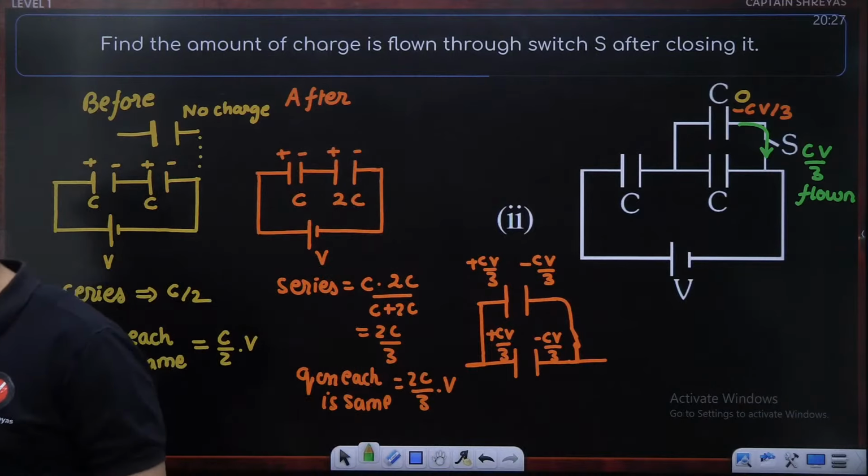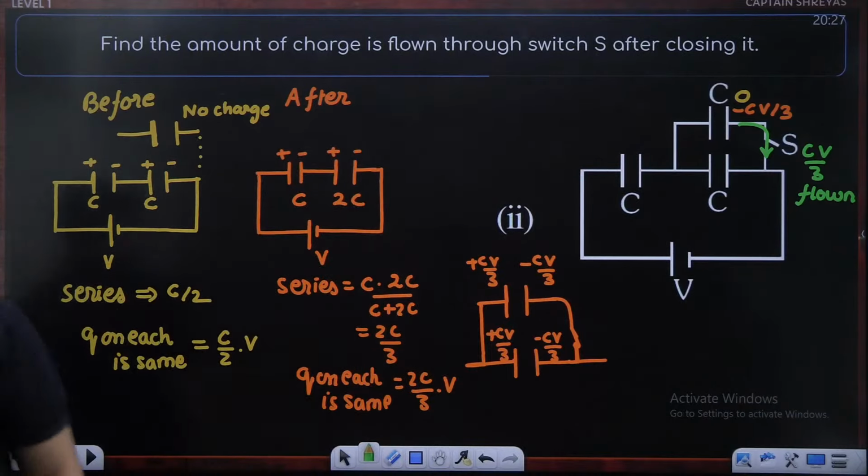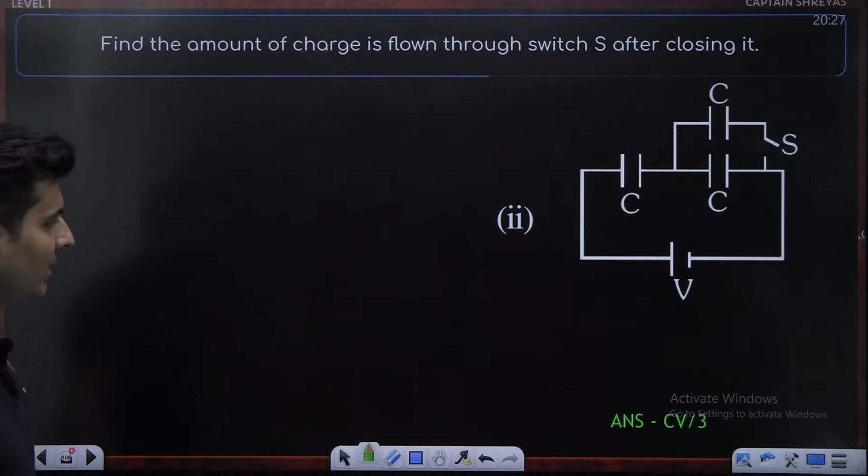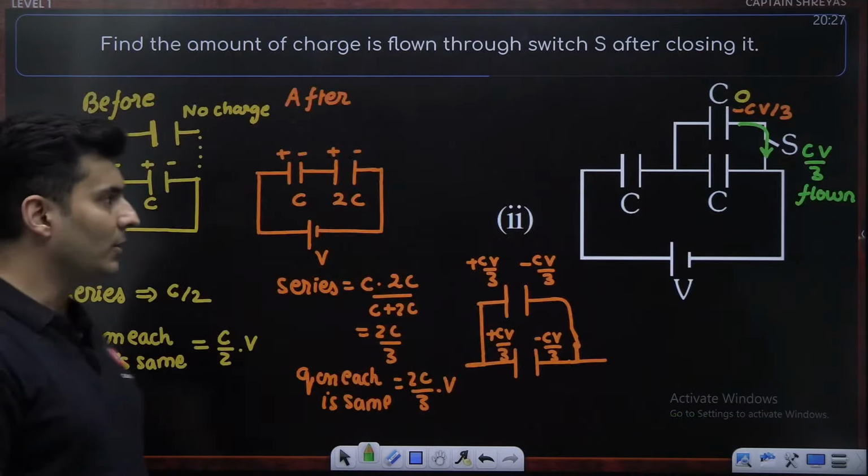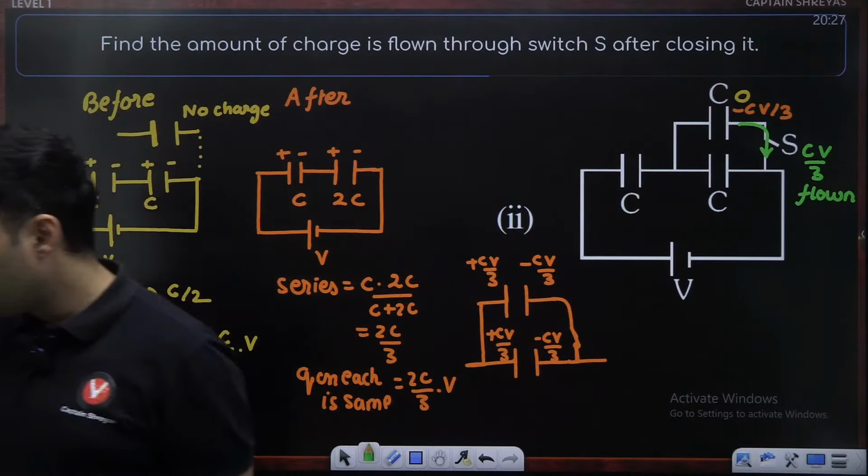Is that clear? Awesome. That is the correct answer. Let's find out. Yes, it is CV by 3. Very good. Congratulations.